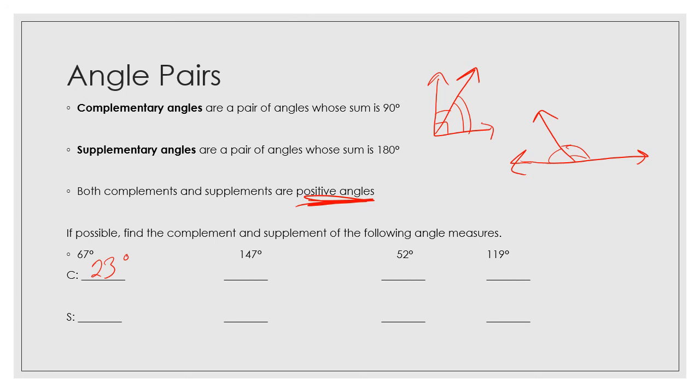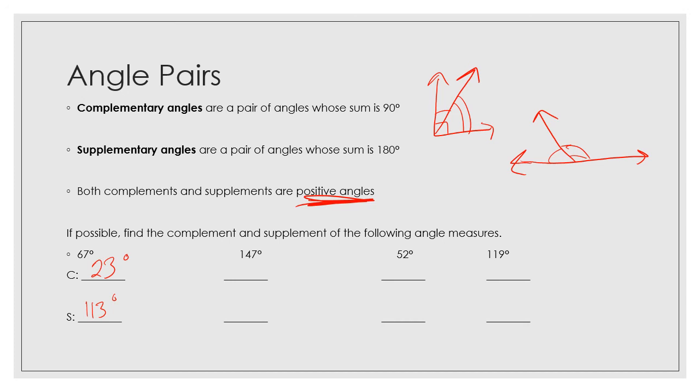And then for the supplement, all you need to do is subtract your angle measure from 180. So 180 minus 67 is 113. So that's my supplement.